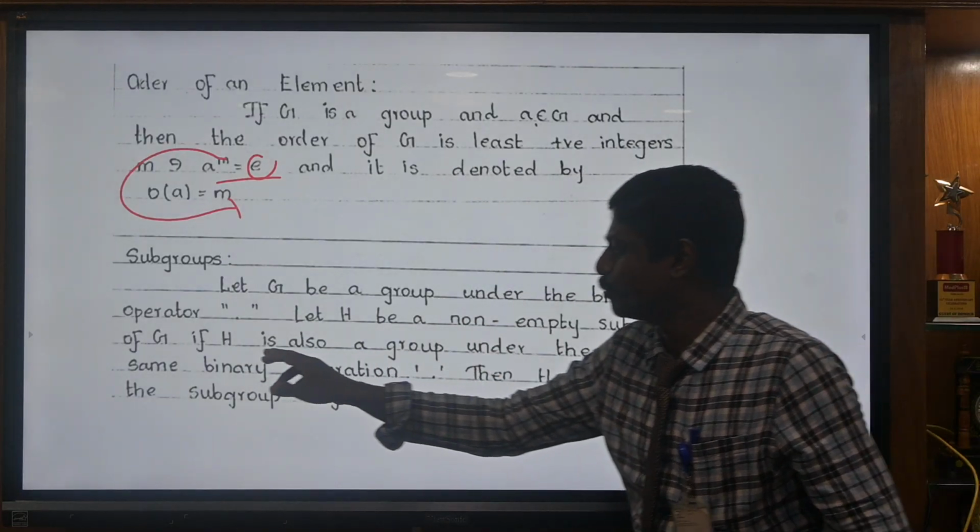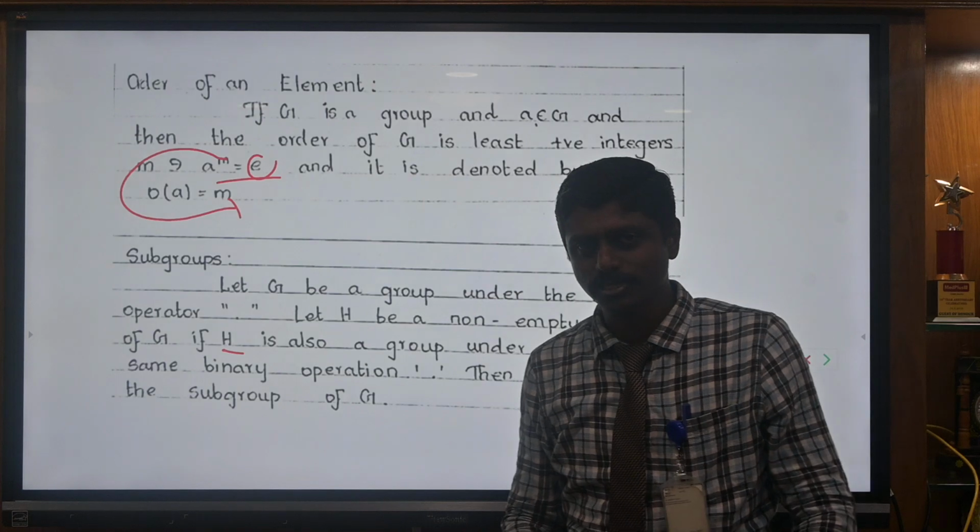What is a subgroup? Here the subgroup is H. Whatever condition is satisfied by G is also satisfied by H.